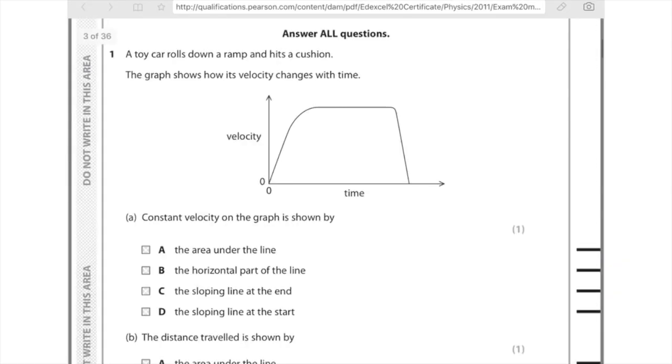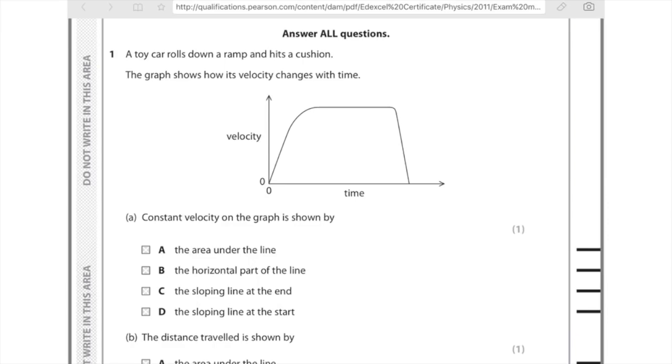I've picked out some questions. So question 1, a toy car rolls down a ramp and hits a cushion. The graph shows how its velocity changes with time. So this is effectively a speed time graph. Constant velocity on the graph is shown by. What does the word constant mean? Well, it means same. So where on this graph is it the same velocity? Now you can kind of imagine a y-axis and the numbers going up the y-axis.